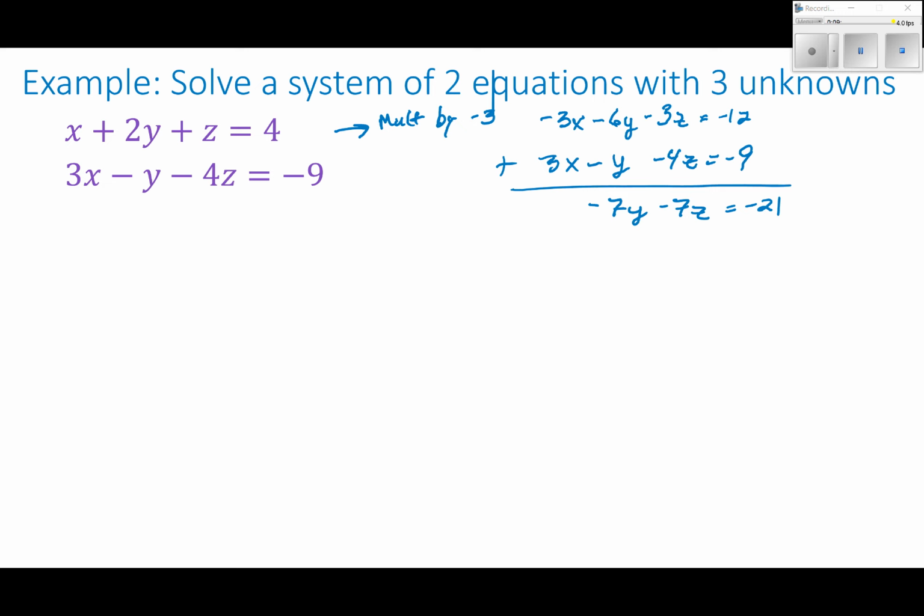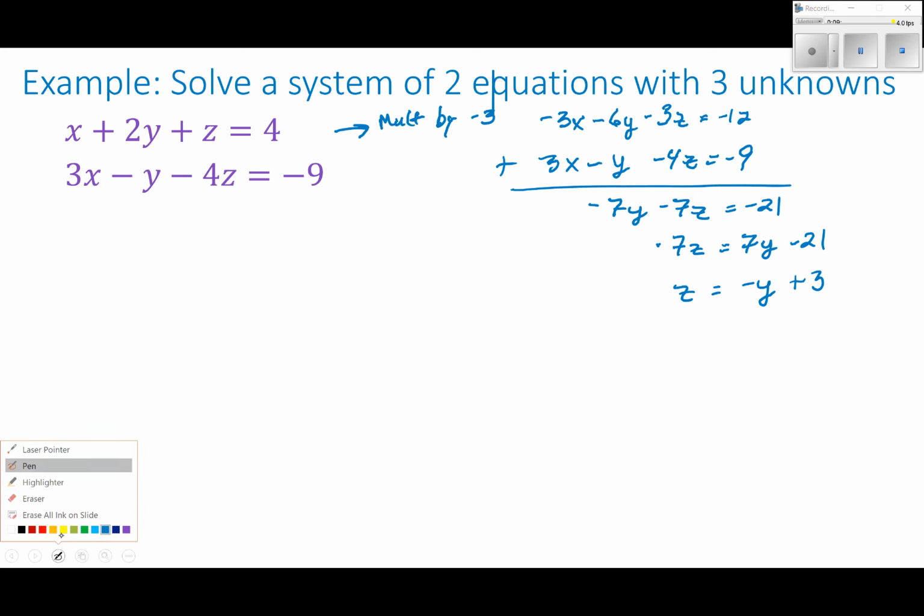If I wanted to solve just for z, I could say negative 7z is going to be equal to 7y minus 21. Divide both sides by negative 7. I would end up with z equals negative y plus 3. So in this case, we're not getting a number, we're getting an equation. So z is negative y plus 3. We'll come back to that in a minute.